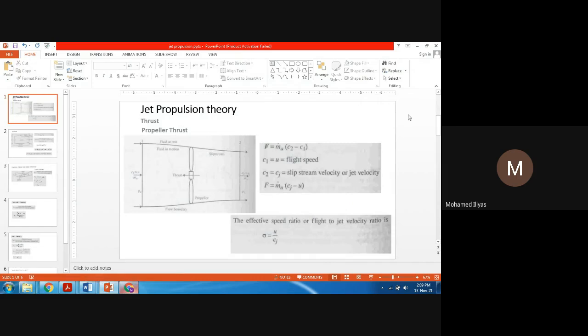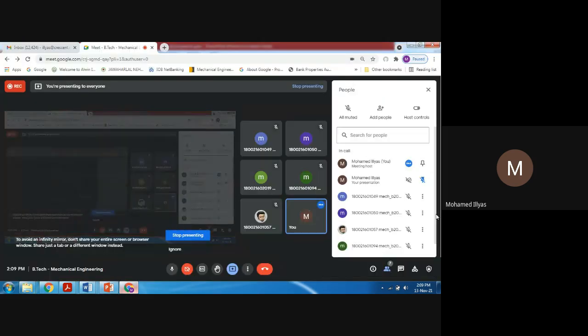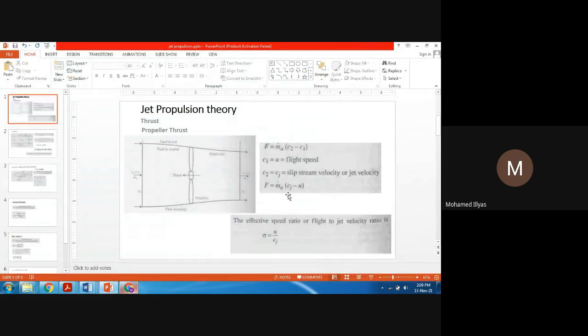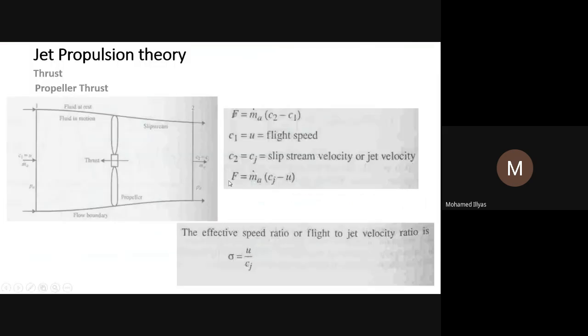Okay, so in today's class, we are going to see some theoretical relations related to jet propulsion. So we call it the jet propulsion theory. In the jet propulsion theory, we use the word thrust. Thrust is nothing but, with respect to your jet or rocket engines, the propulsive force, a momentum which is used to propel the jet engines.